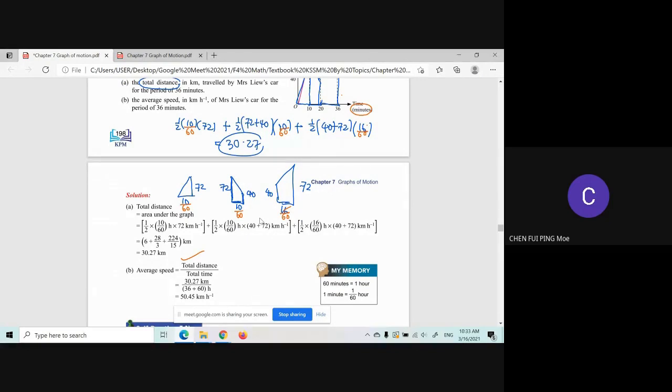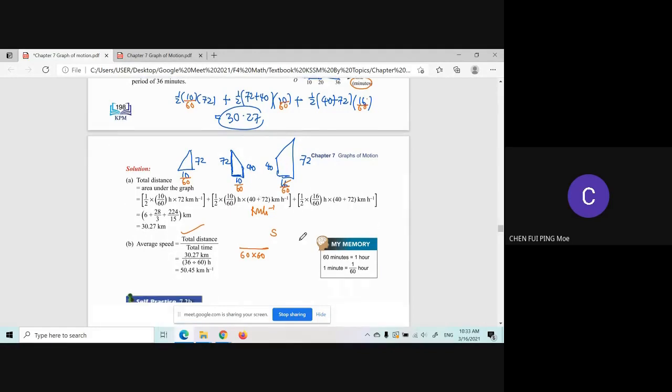In terms of kilometer, if it is in second, how to convert? If it is in second, and here is kilometer per hour, divide by 60 times 60, because 1 hour is 60 minutes, and 1 minute is 60 seconds. So 60 times 60. If you want to convert second to hour, you do like this. Is that clear?